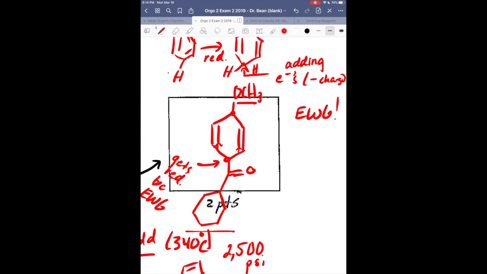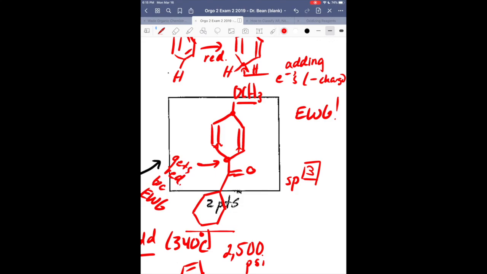Also, another way to remember it is in terms of hybridization. So if you take the W in EWG and you turn it like that, what number do you get? The W, you get 3, right?